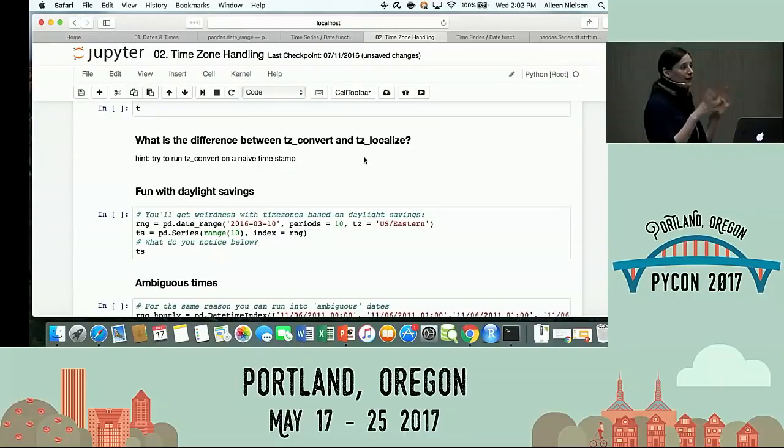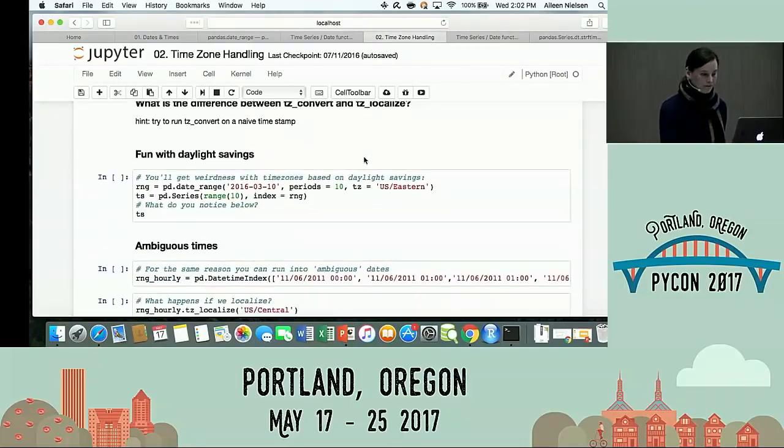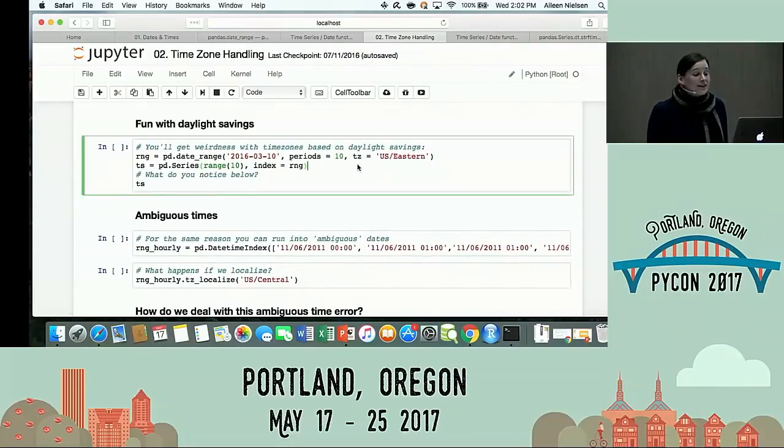You have a valuable object when it's time zone naive, right? That's a legit way to want to store your data. So you wouldn't want to just randomly slap a time zone on without being aware that you weren't properly converting. Okay. There's also some fun with daylight savings, right? You will get weirdness with time zones based on daylight savings, but you now don't need to deal with this problem yourself. Pandas takes care of it.